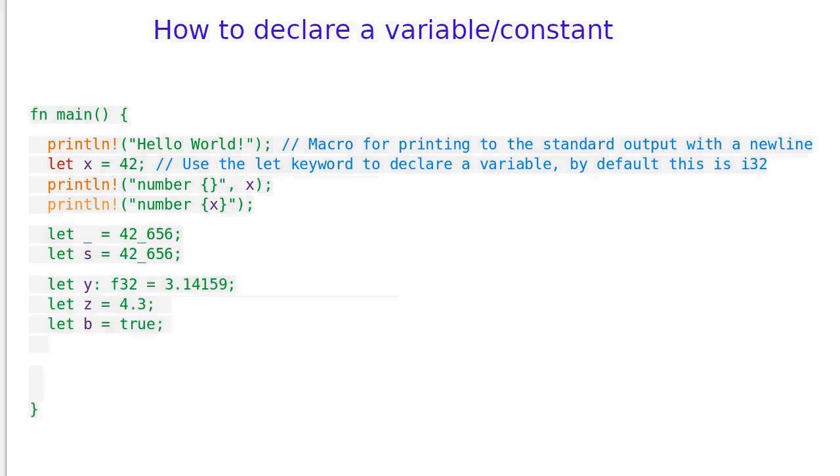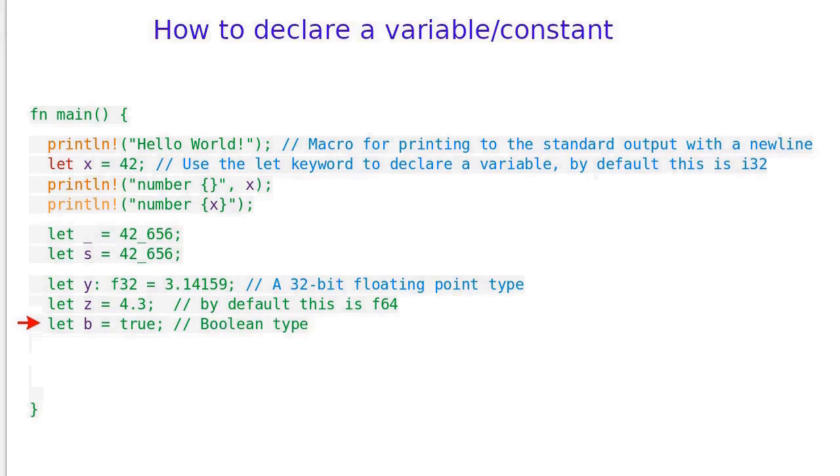We declare three more variables. y is a 32-bit floating point number. By default, z is a 64-bit floating point number. b is a Boolean. We output y, z, and b.